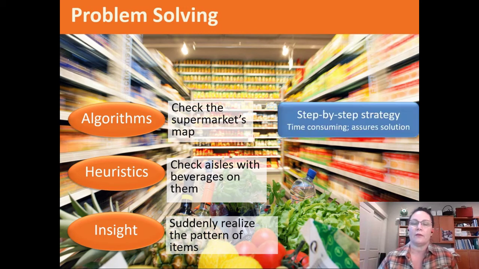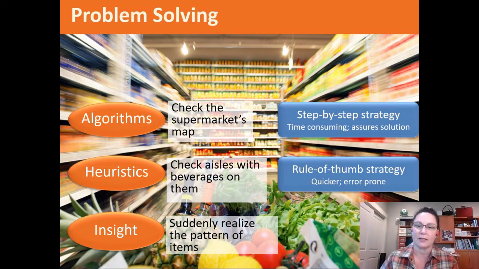So let me give you the individual definitions for each of these strategies. So algorithms are these step-by-step strategies where, just like with a math problem or writing a program for a computer, you know that you have to do things in a certain order. The nice thing about an algorithm is if you follow the procedure correctly, you will correctly solve the problem. So it ensures a good solution. The problem is we oftentimes don't want to waste our time doing the steps that are required to follow the algorithm. And so a lot of times we don't use algorithms.